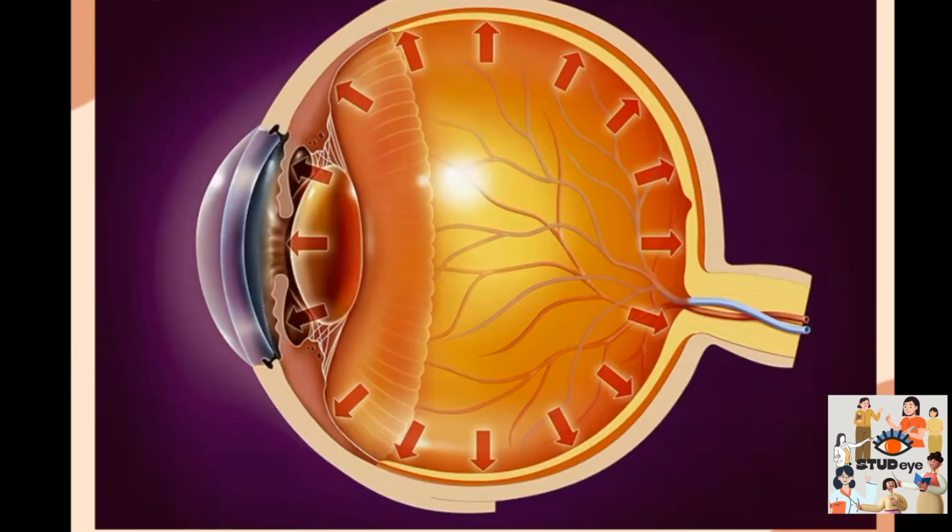So you all know that the structures of the angle are the trabecular meshwork, scleral spur, Schlemm canal, and episcleral venous canals. These are the structures by which the aqueous drains out. In those structures, the resistance can be related to the intraocular pressure.